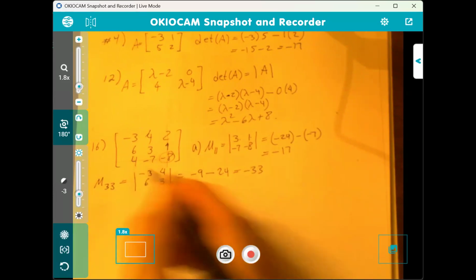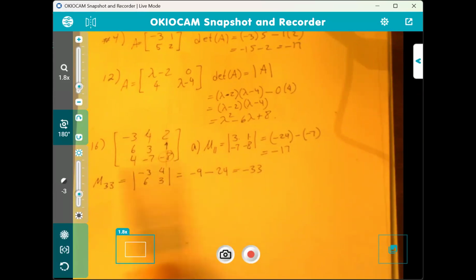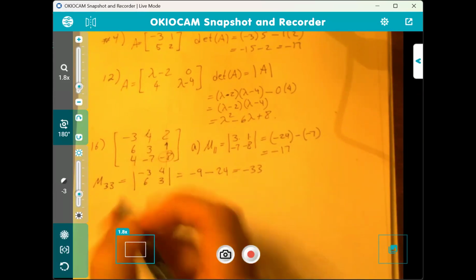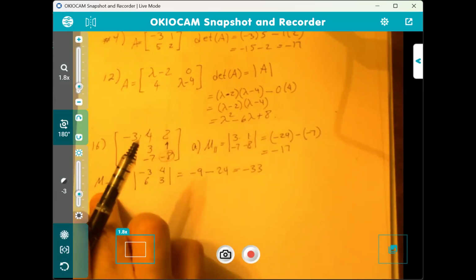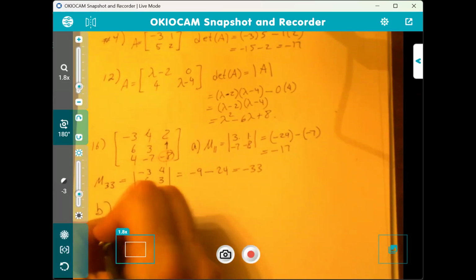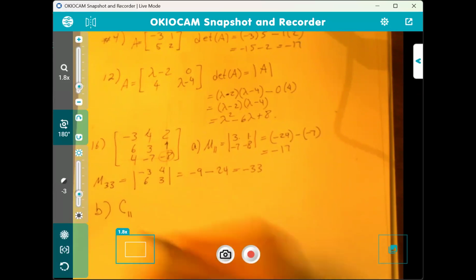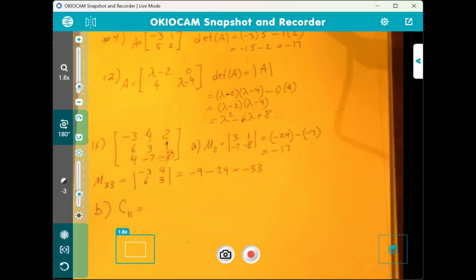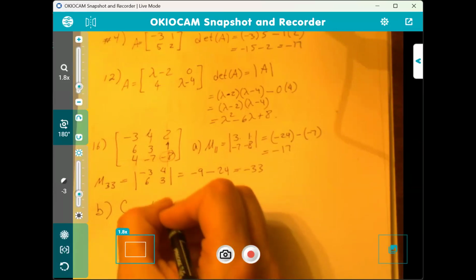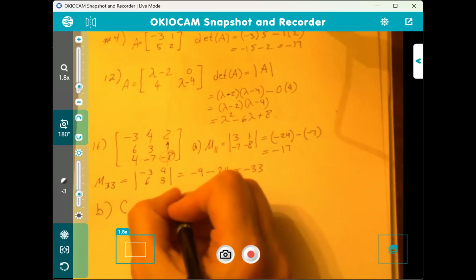Now, this is part of part A. Remember, there's 9 of these, so I don't want to waste so much time on that. Let's do now the cofactor for both of these. We did M1, 1 and M3, 3, so we're doing a portion of part B now. Let's do the cofactor for 1, 1, the cofactor of the element in the first row, first column. Now remember the sign: negative 1 raised to the power of row plus column, the subscripts. That's 1 plus 1.